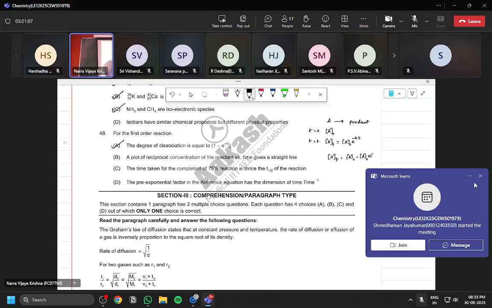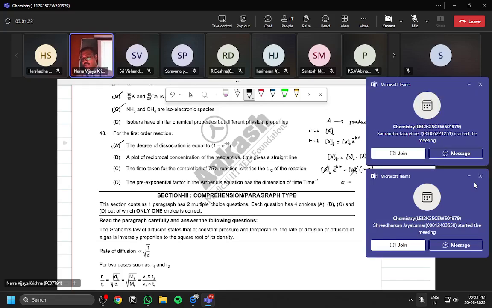Instead of At, can I substitute that? So A naught into e power minus kt equals A naught into 1 minus alpha, taking A naught common. A naught cancels. So what is alpha equal to? 1 minus e power minus kt. So correct only. Next, what they are saying.